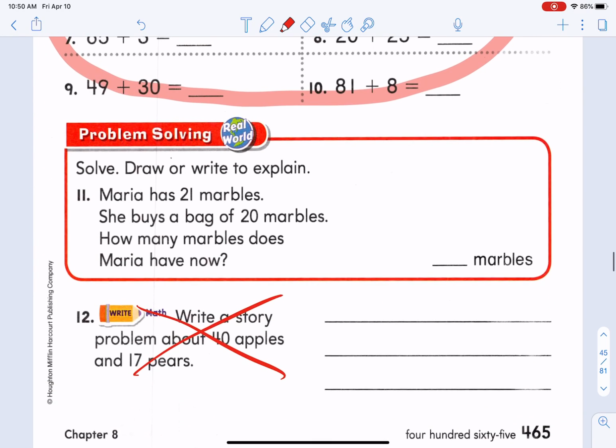And you're going to do problem 11 in the red box. And it says solve, draw, or write to explain. You probably just want to draw. And it reads, Maria has 21 marbles. She buys a bag of 20 marbles. How many marbles does Maria have now? So again, look for those important numbers, circle them. You're going to go ahead and draw your tens and your ones, count them, and give me your answer right there.